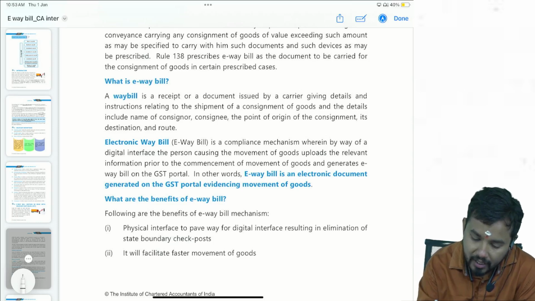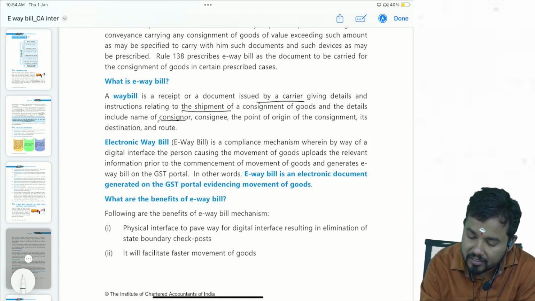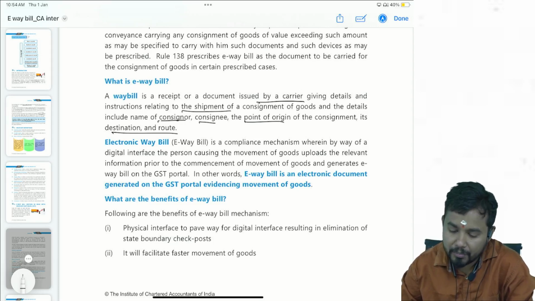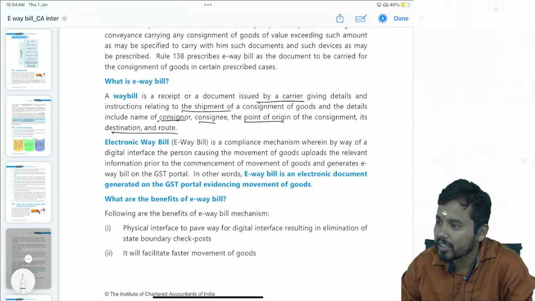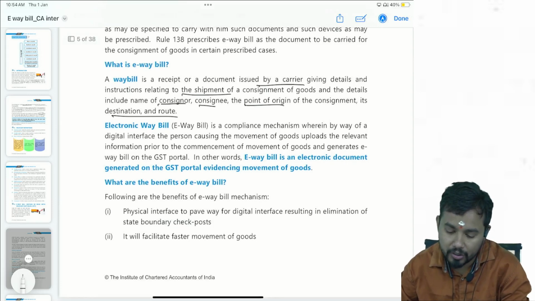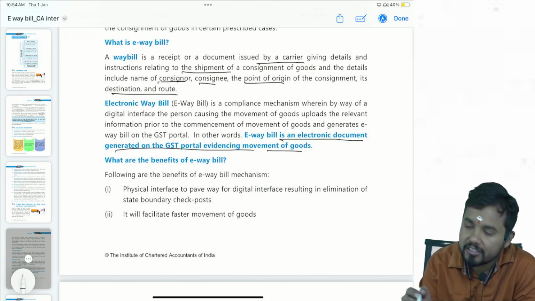Look here. What is a way bill? A way bill is a receipt or a document issued by a carrier giving details and instructions relating to the shipment of a consignment of goods. The details include the name of the consignor, consignee, the point of origin of the consignment, its destination and route. E-way bill is an electronic document generated on the GST portal evidencing movement of goods.